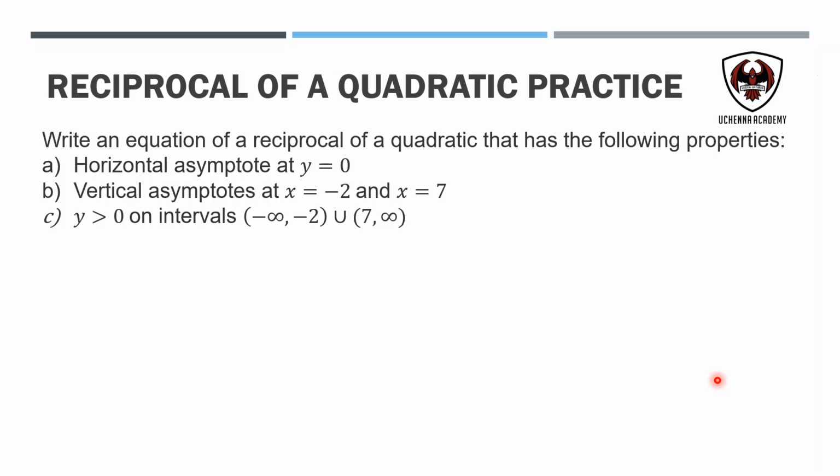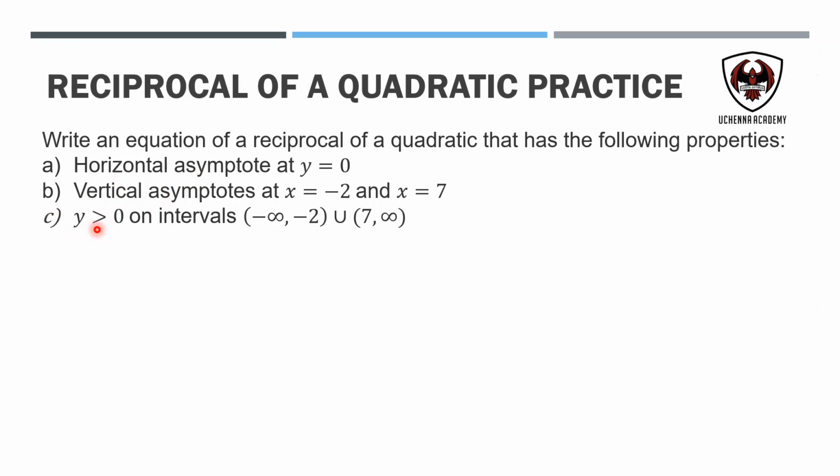More examples here, and these are written examples, and you really just have to decode what they mean. So you want to write an equation with a horizontal asymptote at y is equal to 0. Well, that's kind of given. All of them have a horizontal asymptote at y is equal to 0. Vertical asymptotes are at x is equal to -2 and x is equal to 7. So that's pretty easy to figure out.